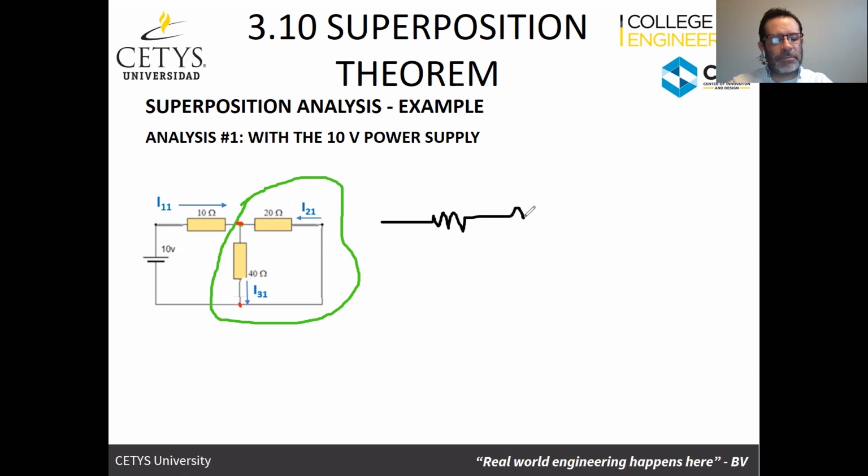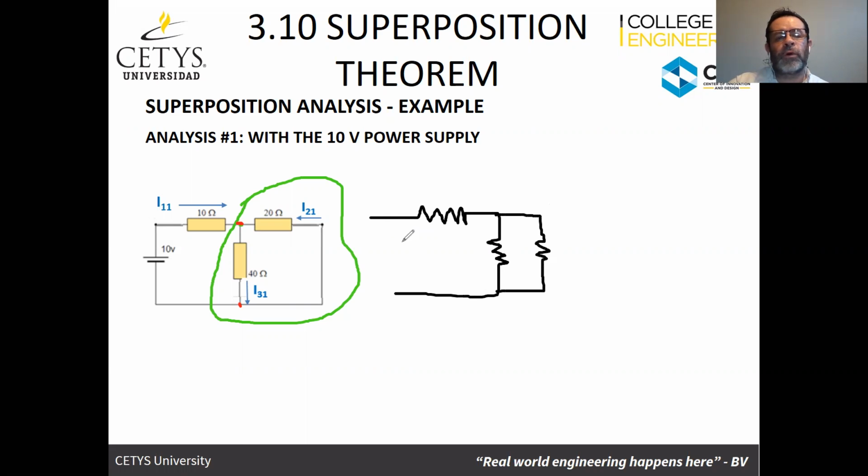So it was purposely confusing, not purposely confusing, but it could be confusing. So if I drew the circuit this way, would it now be clear that, and let's say that this is the 40 ohm, and this is the 20 ohm, and this is the 10 ohm, and this is the 10 volts. Would it be clear now to everybody that these two are in parallel?